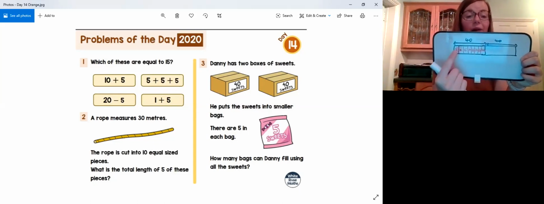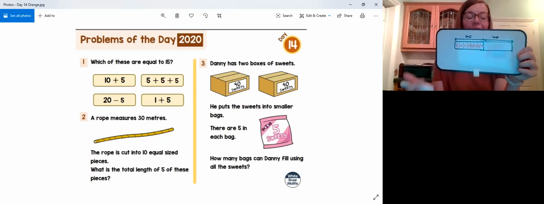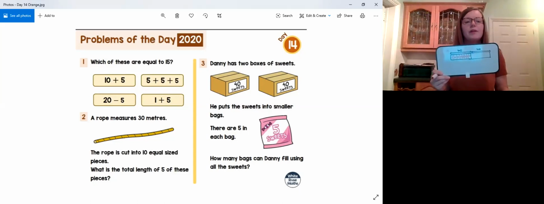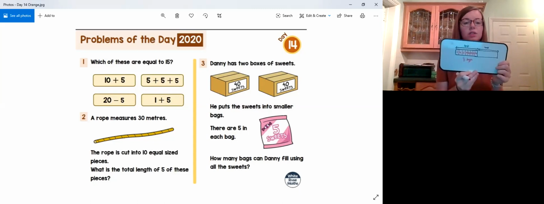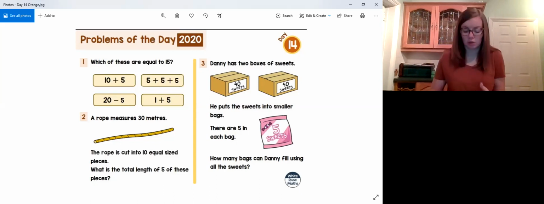How many do I have? 1, 2, 3, 4, 5, 6, 7, 8. So some of you might have known your 5 times table and know that 8 lots of 5 is 40. So he can make 8 bags from 1 box, but he doesn't just have 1 box, he has another. So he's got 2 boxes. He can make 8 bags from the first box. He can also make 8 bags from the second box.